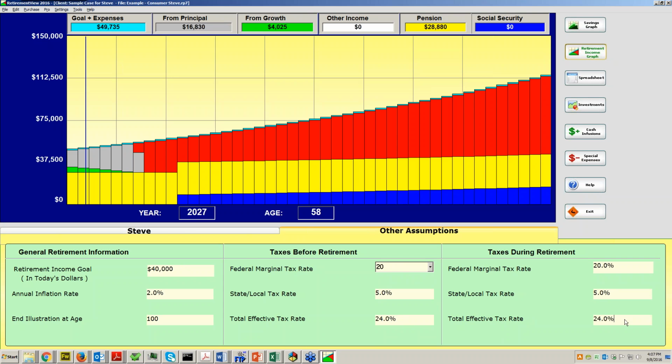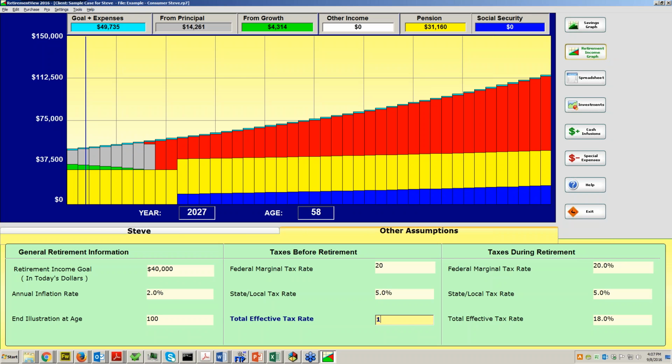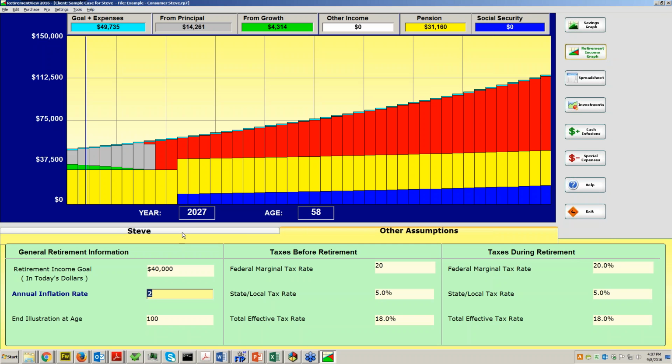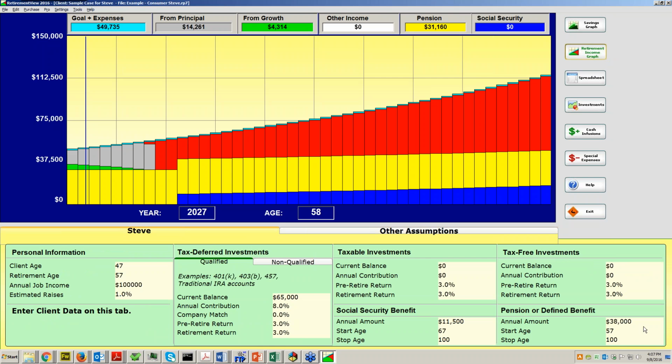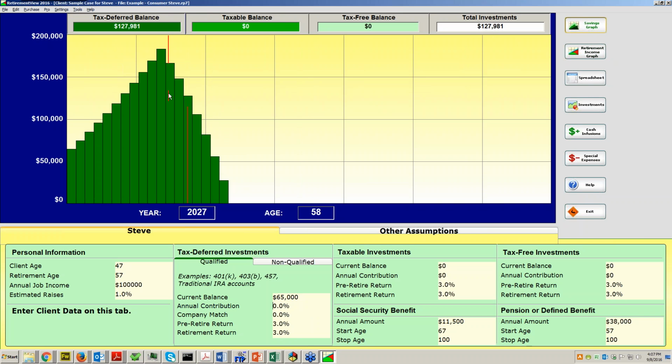You know, my guess is on an effective rate, and again, I'm just guessing, maybe 18%. Let's try and use that just to keep it conservative. All right, so 38,000. So right now he's got 65,000 that he's saved, and he's putting away about 8,000 a year, but only for 10 years. If I go to the savings graph, by the time he retires, he only has $183,000 to help fund the retirement.